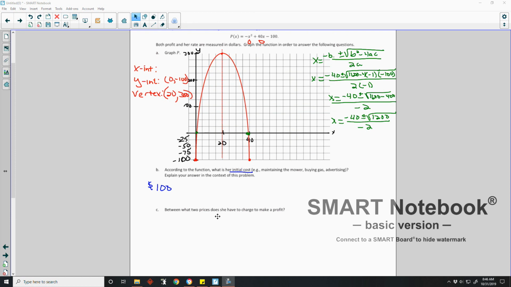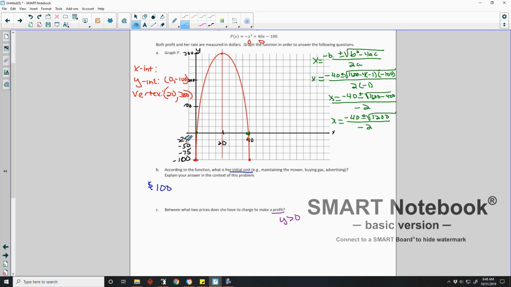Okay, part C says, between what 2 prices does she have to charge to make a profit? Okay, so in the context of this problem, profit means y is greater than 0. In other words, whenever she's above the x-axis. So she's not making any money here, here, here, here, but then right here is break even. Now she's profiting, now she's profiting. This is maximum profit. And then if she mows more lawn, she starts to lose money. And then all the way down to break even again. And then going down into the red again.